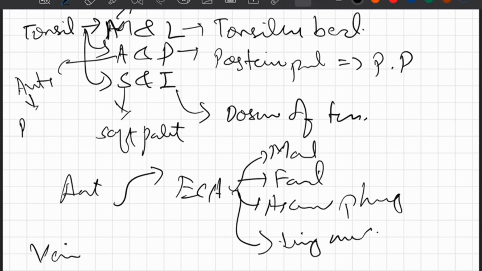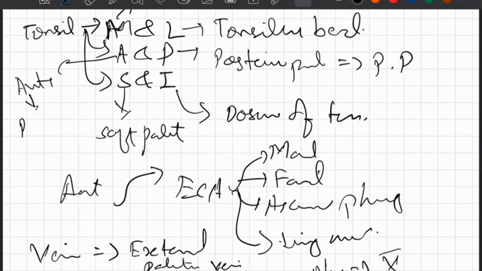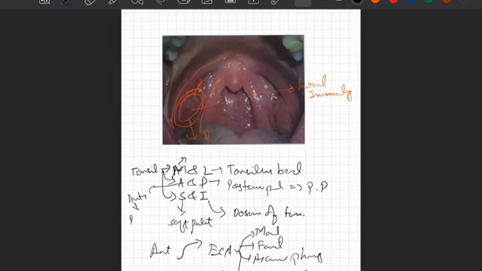Venous drainage is by the external palatine vein, lymphatic drainage by the jugulodigastric lymph nodes, and nerve supply is mainly by the ninth nerve, the glossopharyngeal nerve.